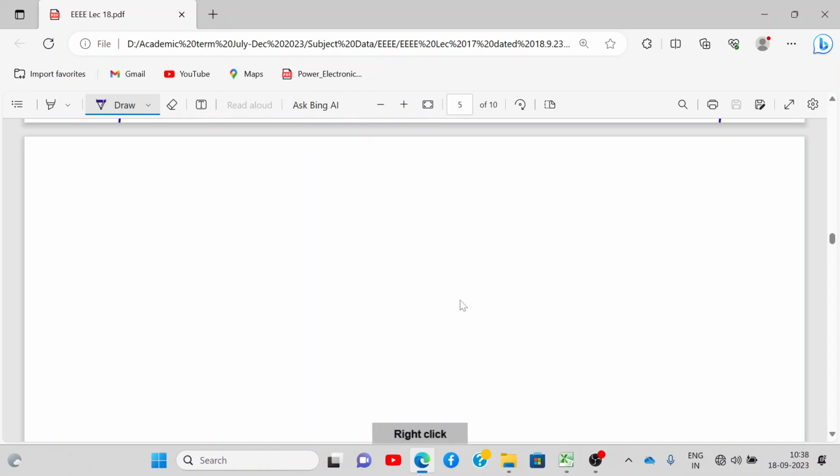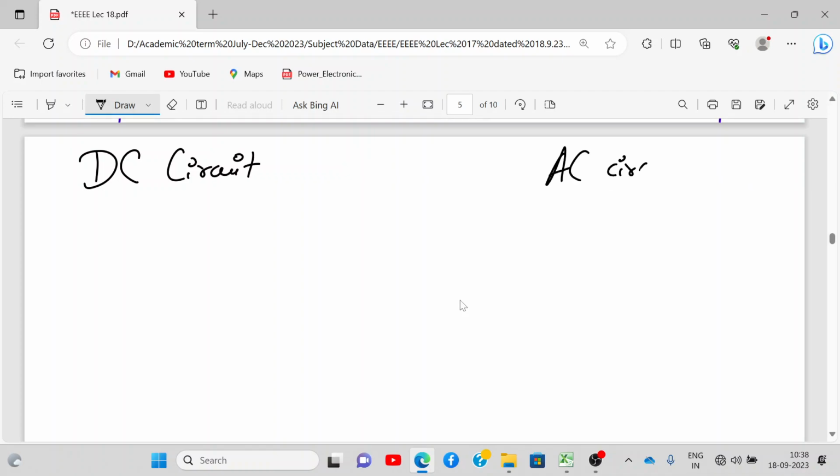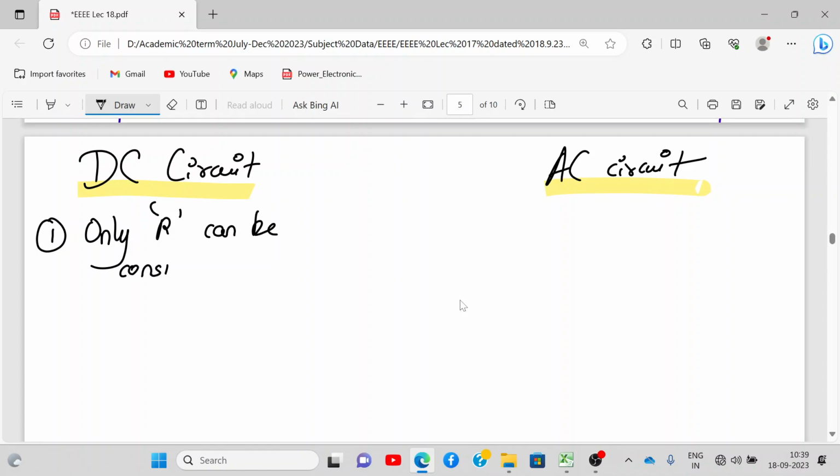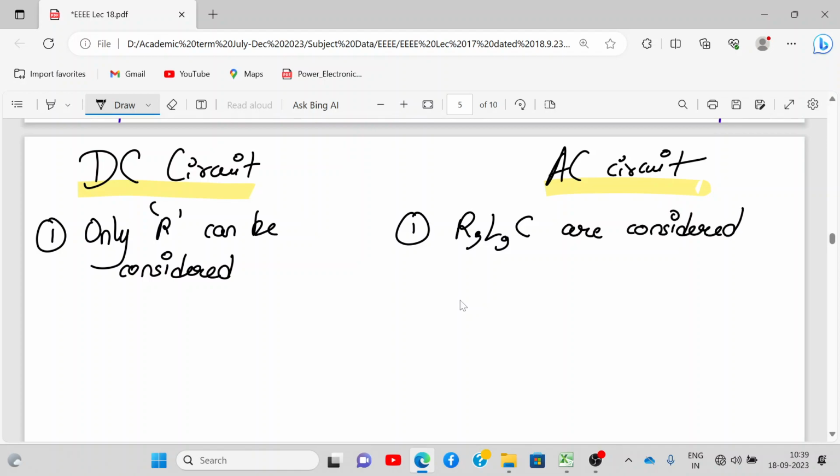Now, write down the difference between AC and DC circuits. Write down DC circuits and AC circuit. In a DC circuit, do we have R or L? Have you seen R or L in any theorems? No. Only R can be considered. Whereas in AC circuits, R, L, C are considered. Correct? For AC circuits, you're dealing with RLC.